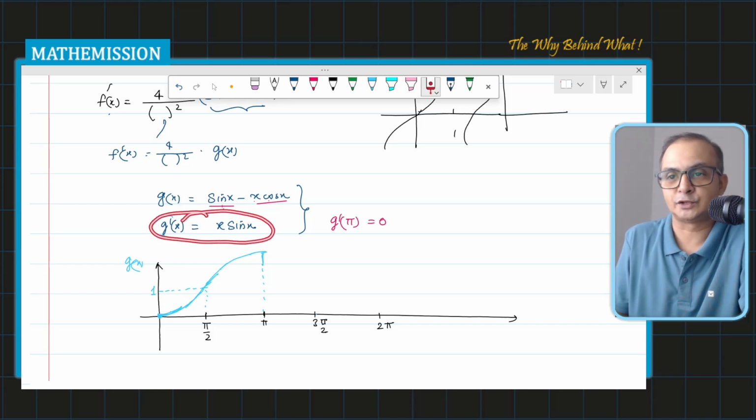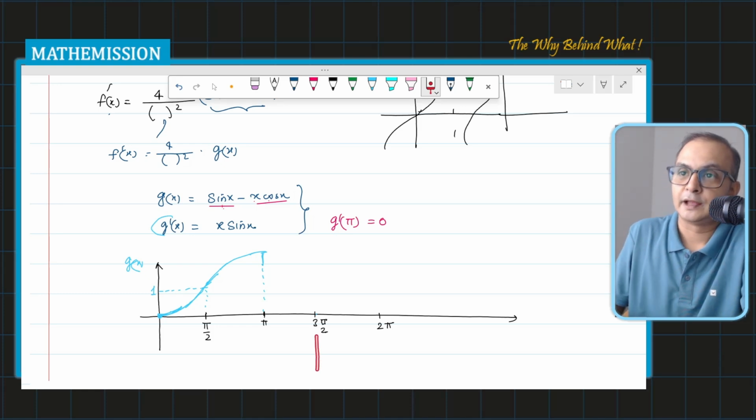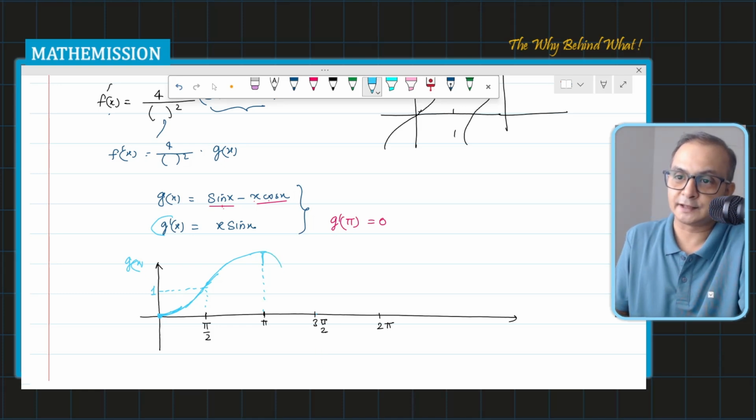g dash 3 pi by 2 is what? A negative value, correct? It means that at 3 pi by 2, it has a negative slope. And what is the value of the function at 3 pi by 2? This will go to 0 and this is minus 1. It means it has to go down to hit minus 1 at 3 pi by 2. It means the graph suddenly drops like this. It will hit the x-axis somewhere between pi and 3 pi by 2. It will come down to attain the depth of minus 1 at 3 pi by 2.